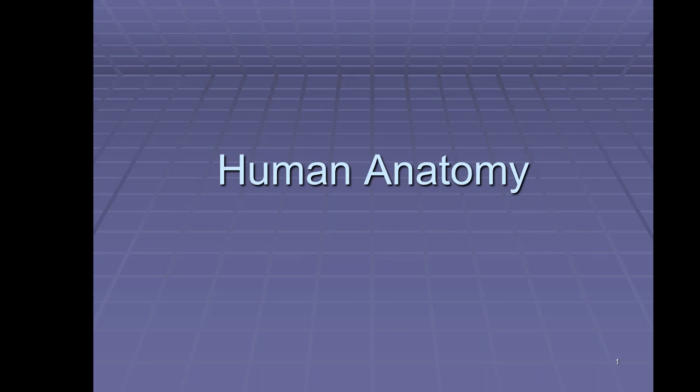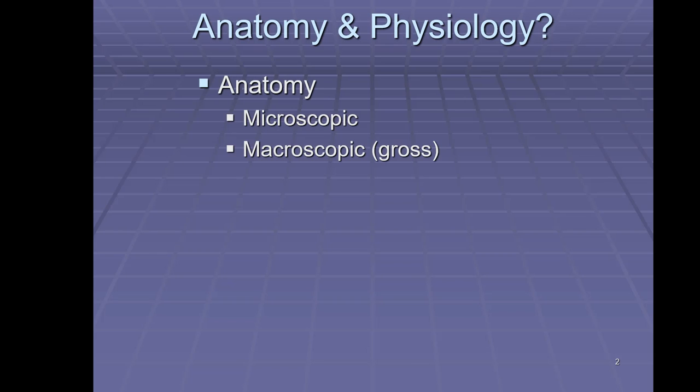All right, we're going to get started in this class talking about just an introduction to human anatomy. So, first of all, just some terminology to start with. Anatomy defined is the study of the structures of the human body, specifically when we're talking about human anatomy. And you see two bullet points here under anatomy, and this kind of divides the study of anatomy into two parts, one microscopic, the other macroscopic, also known as gross.